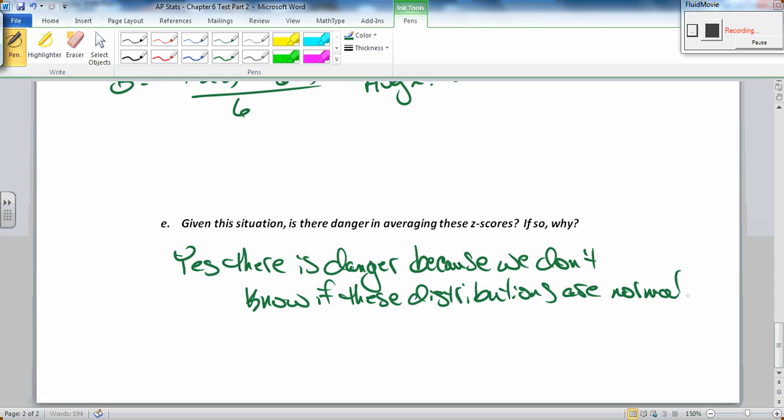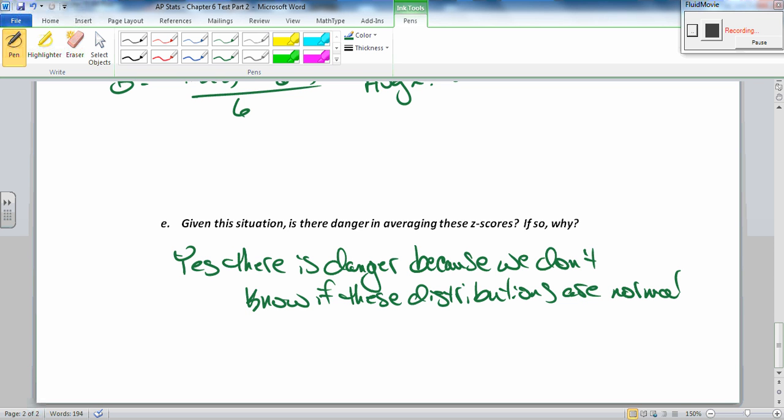And why that's a problem is because if the distributions aren't normal, a z-score of 0.15 on intelligence could be much worse than a score of 0.15 on physical prowess, depending on the skewness of the data. And that has to do with where the mean is and where the median is and how the percentiles would be divided up. So there is danger.